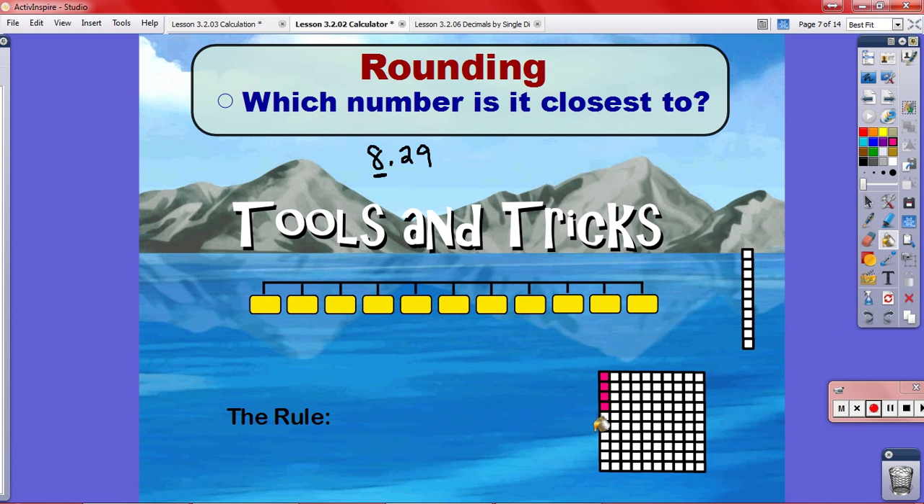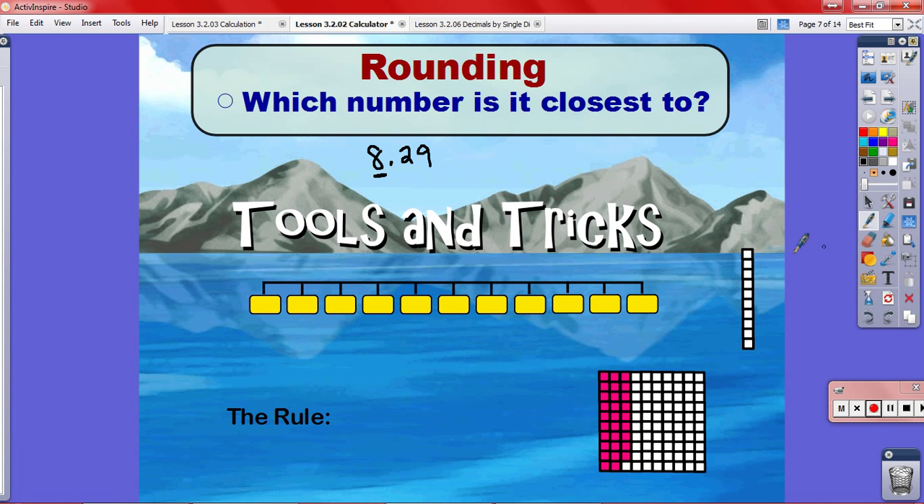Okay, we've got to stop doing that. 5, 6, 7, 8, 9, 10, 11, 12, 13, 14, 15, 16, 17, 18, 19, 20, 1, 2, 3, 4, 5, 6, 7, 8, 9. Is the block more shaded in or more empty?